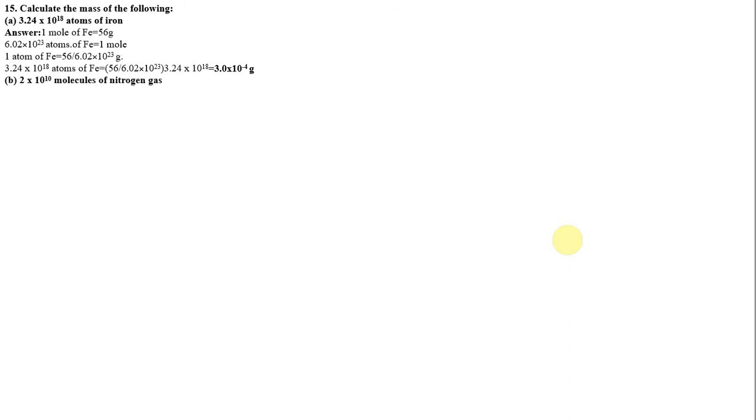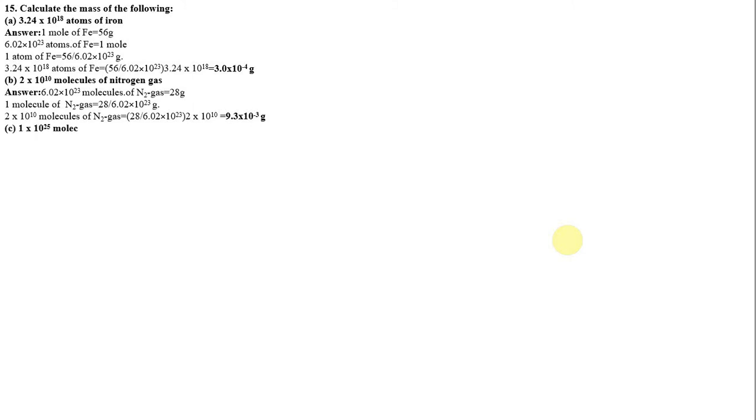B: 2 × 10^10 molecules of nitrogen gas. 6.02 × 10^23 molecules of nitrogen gas is 28 grams. So 1 molecule of nitrogen gas is 28 divided by 6.02 × 10^23 gram, and 2 × 10^10 molecules of nitrogen gas is equal to 28 divided by 6.02 × 10^23, whole multiplied by 2 × 10^10. We will get 9.3 × 10^-3 gram.